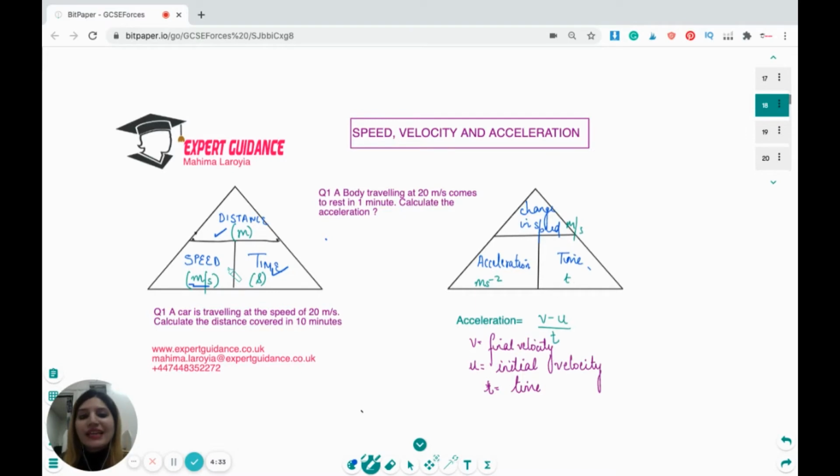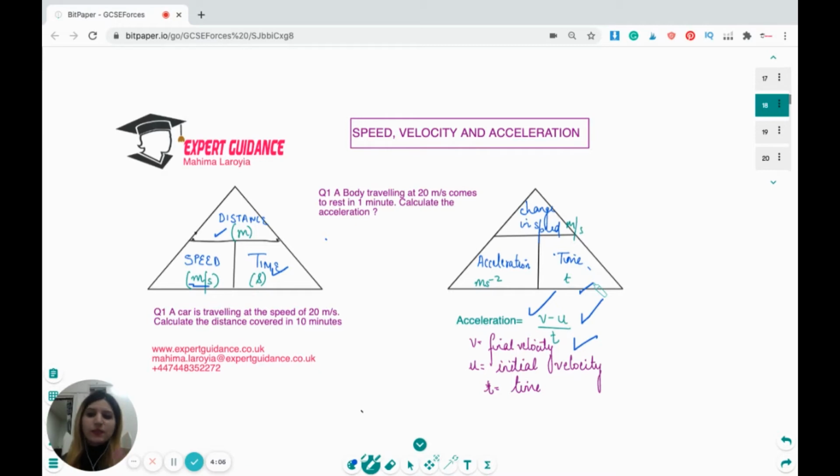Now, what is acceleration? Acceleration is change in speed over time. Now, what is change in speed? It is the final velocity, which is v, take away the initial velocity, which is u, divided by the time. Remember, the time has to be in seconds. Okay, so these are the two important triangles you need to remember with the units, and you can also use this triangle to define these quantities if asked in the exam.